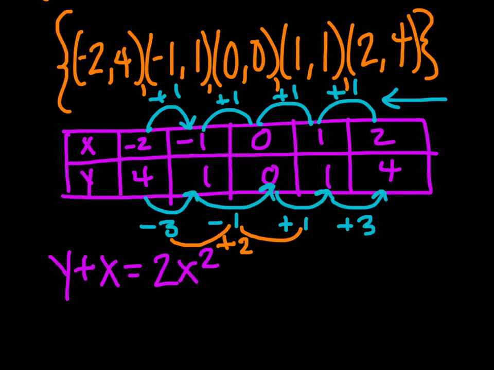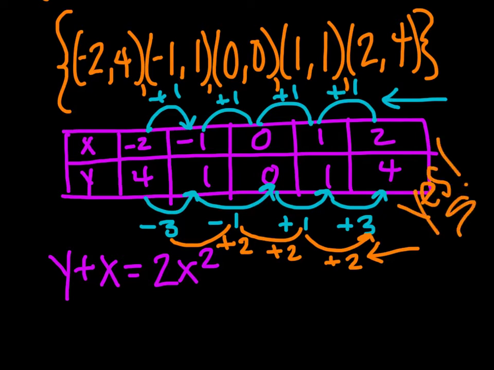From negative 1 to positive 1, we're adding 2. From 1 to 3, we're adding 2. There is our second change. That's our second difference. So this is a quadratic function. That's awesome. That's what we want.